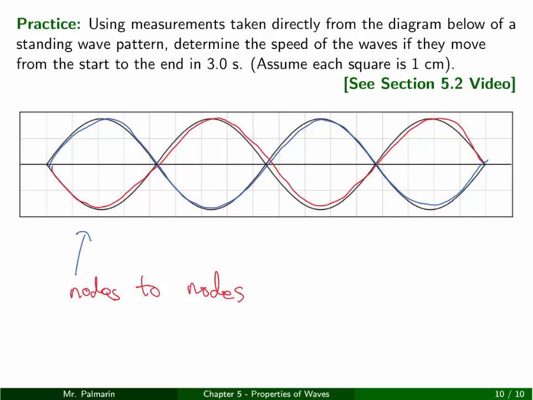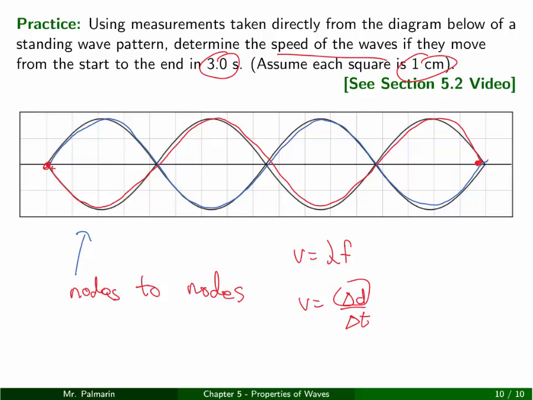So, now that you recognize that there are actually two waves on top of each other here, the question is saying, using measurements taken directly from the diagram below, determine the speed of the waves if they move from the start to end, here's the start, here's the end, in 3 seconds. And for this digital video, we'll say that each square is 1 centimeter. So, you need to find the velocity, and velocity is equal to wavelength times frequency, right? We are given the time from start to end. So it actually might be easier here to use distance over time because you have the total time.